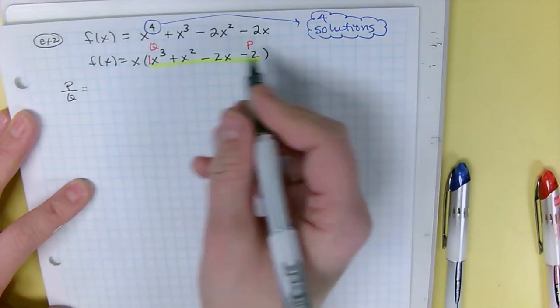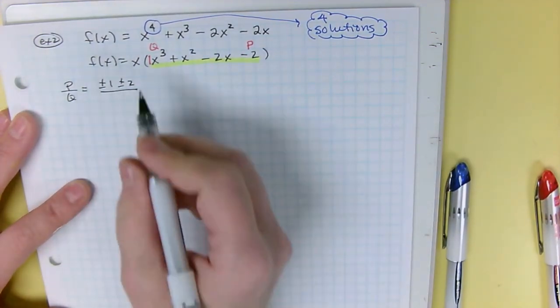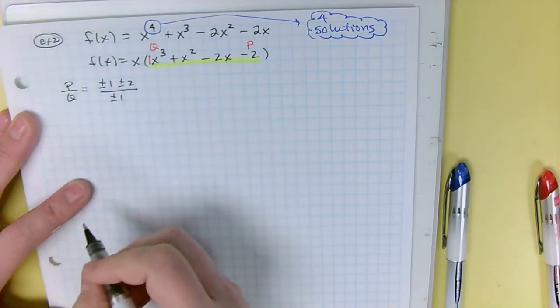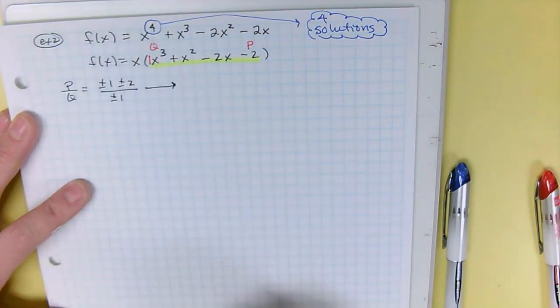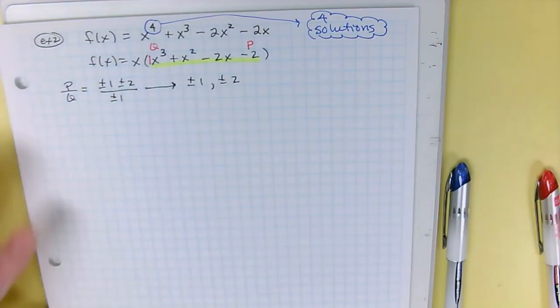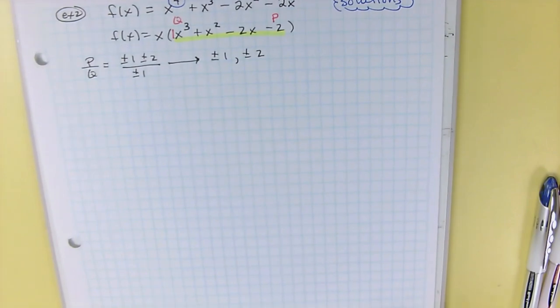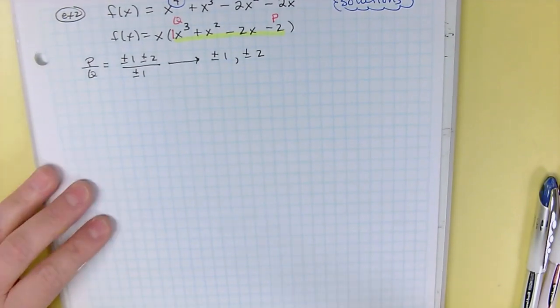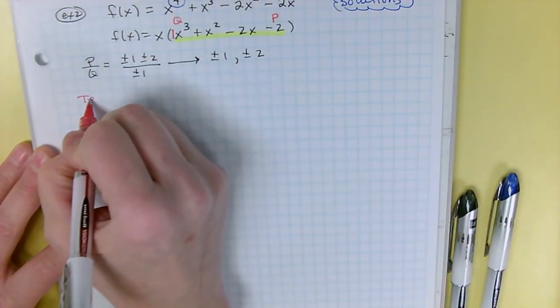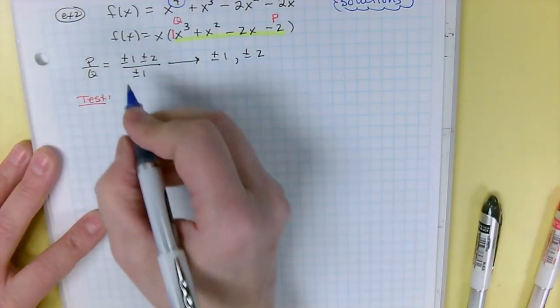Okay, here we go. P over Q. So -2 is plus minus 1, plus minus 2. A 1 on the bottom is a plus minus 1. Matching tops and bottoms together, I get plus and minus 1, plus and minus 2. So 4 possible rational zeros. All right, so now we're going to test them using remainder theorem.